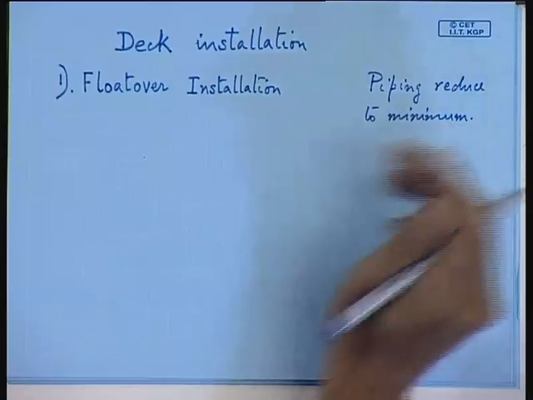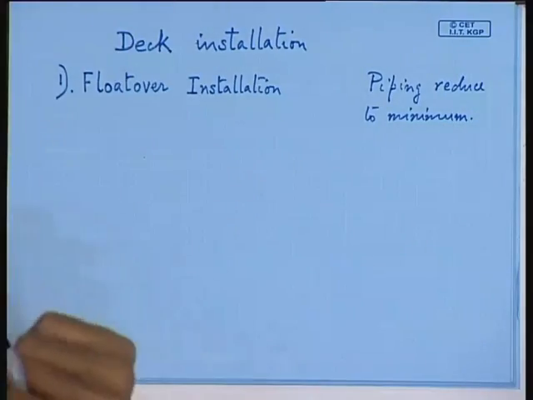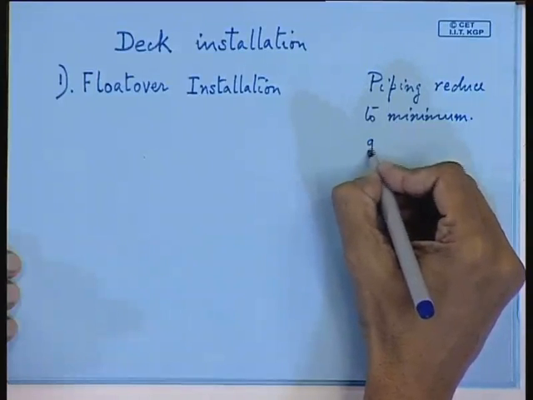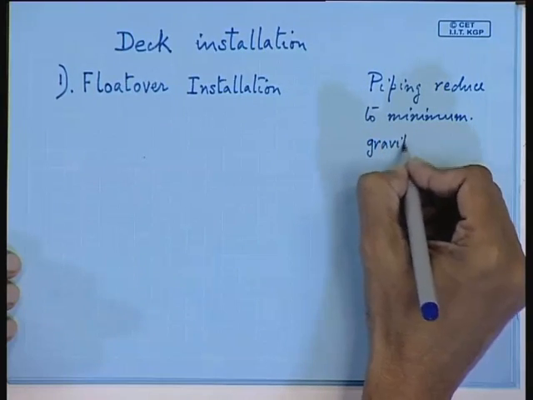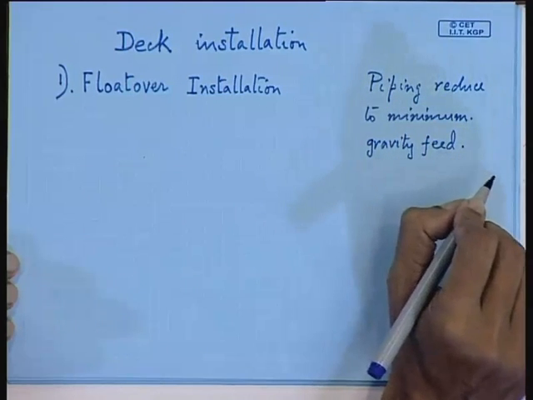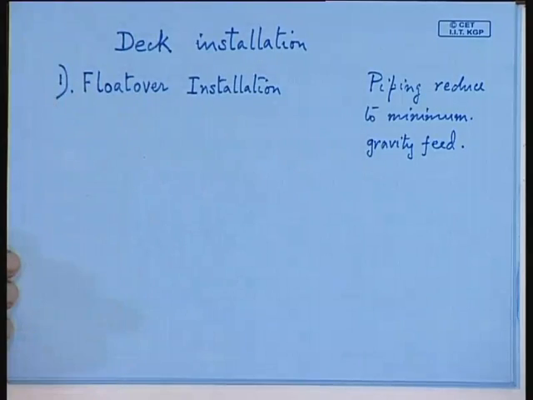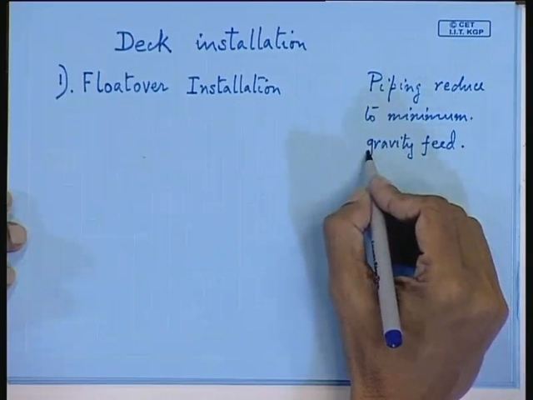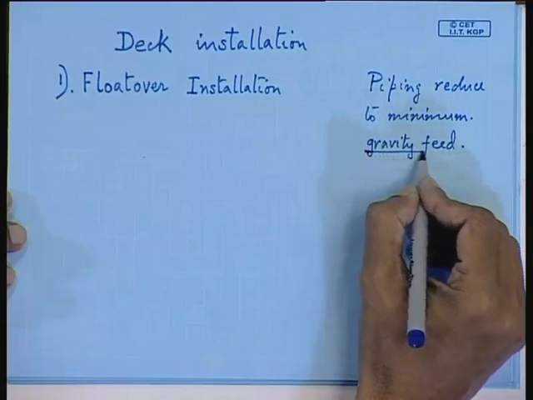Or you try to locate one equipment on top of another by means of what is called gravity feed. You know what is gravity feed? If you see your motorcycle, the fuel tank is located just above the engine. So, that means the engine is getting supply of fuel from a pipe by means of gravity, isn't it? It is just flowing from the tank. So, here if you have this gravity feed, then that also reduces the piping to a large extent.